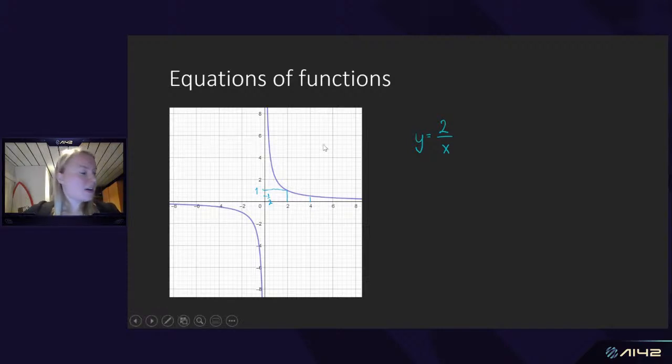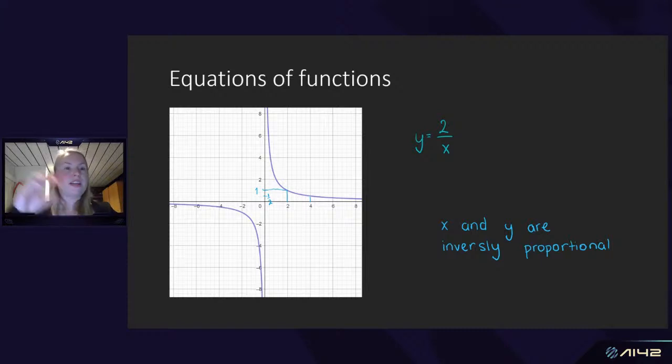For this type of function, we actually have a special name as well. These are the other type of proportionality that we have. In this case, x and y are inversely proportional. What that means is that instead of the relationship between y and x being constant, the multiplication of x times y is constant. So whenever we take the value of x and the value of y from these curves, that will always be 2.